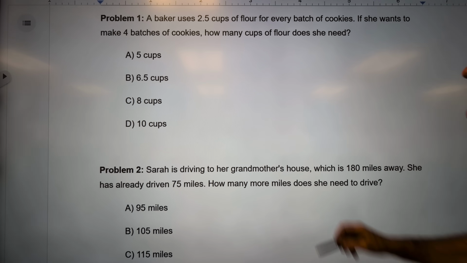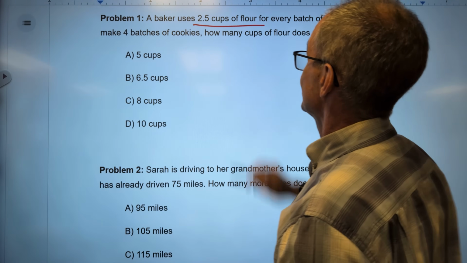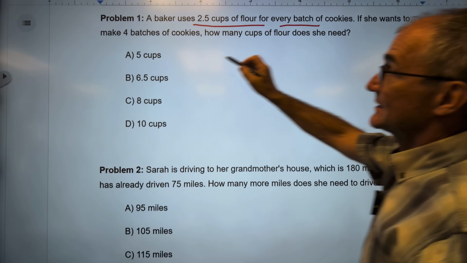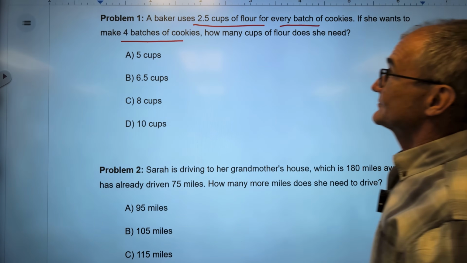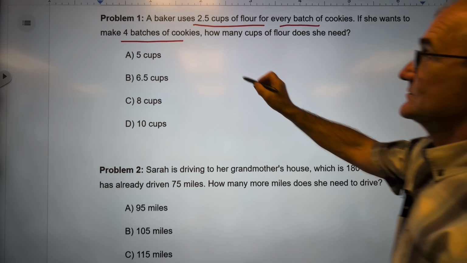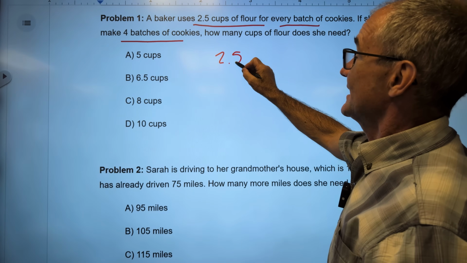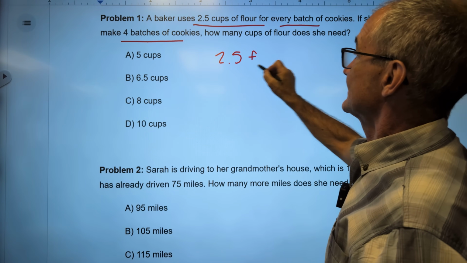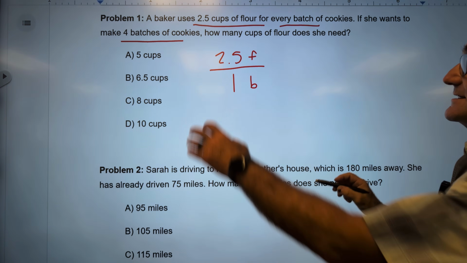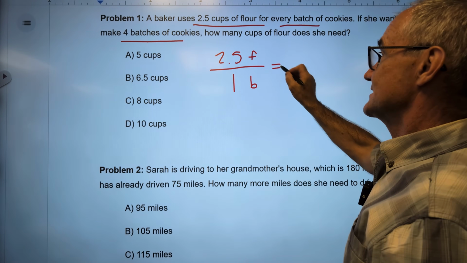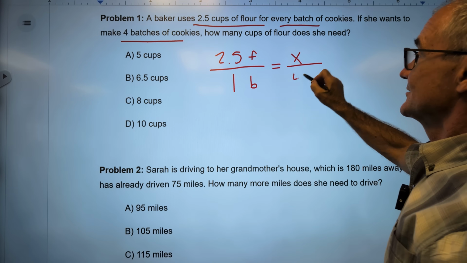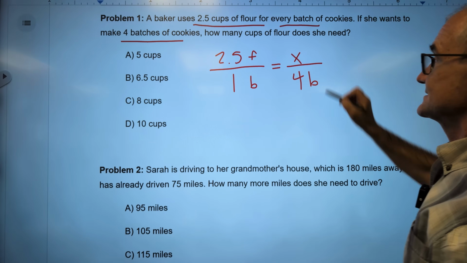Problem number 1, a baker uses 2.5 cups of flour for every batch of cookies. If she wants to make 4 batches of cookies, how many cups of flour does she need? So 2.5 cups of flour equal 1 batch. This is a proportion, one ratio equal to another. I want to know how many cups of flour make 4 batches.